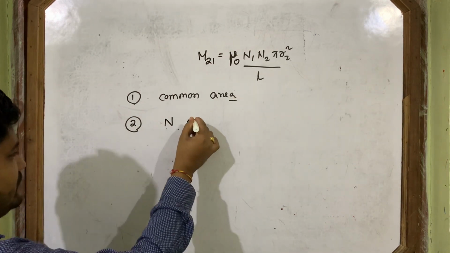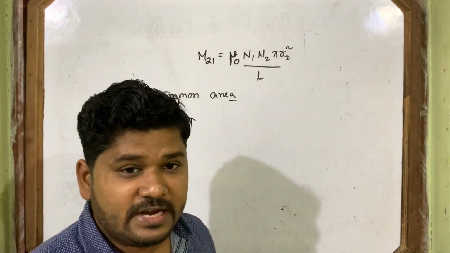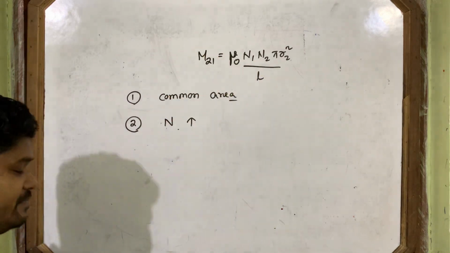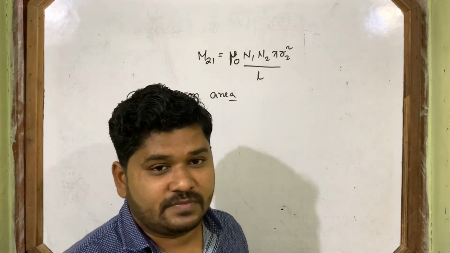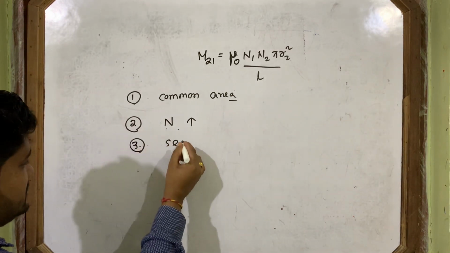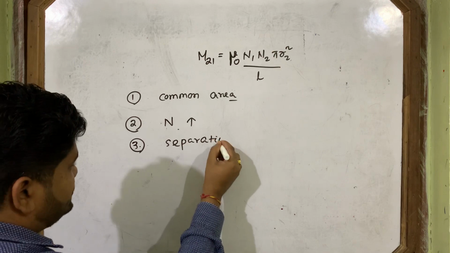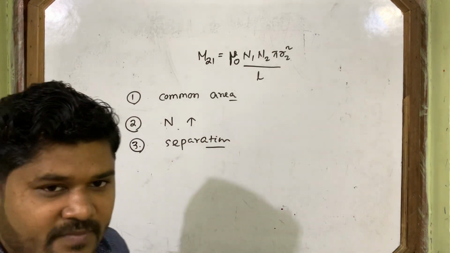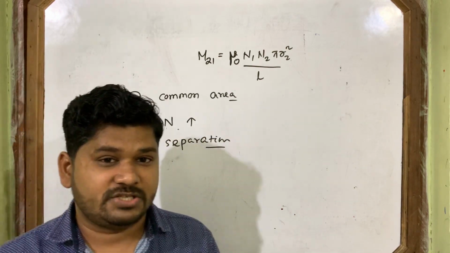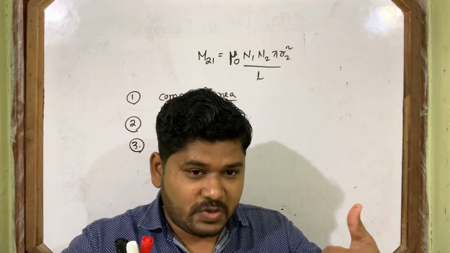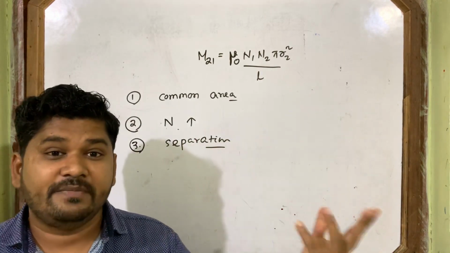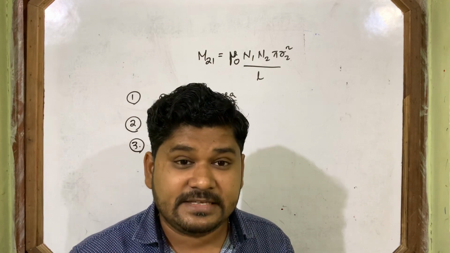Second, it depends on the number of turns, or number of turns per unit length we can say. If the number of turns per unit length is more, then mutual inductance also will be more. Also it depends on the separation between the two coils. Less is the separation, more is the mutual inductance. When they are close to each other, the mutual inductance will be more. More EMF will be induced when separation is less.